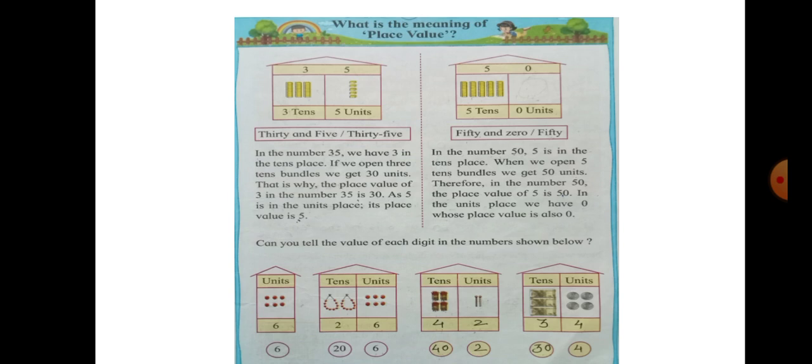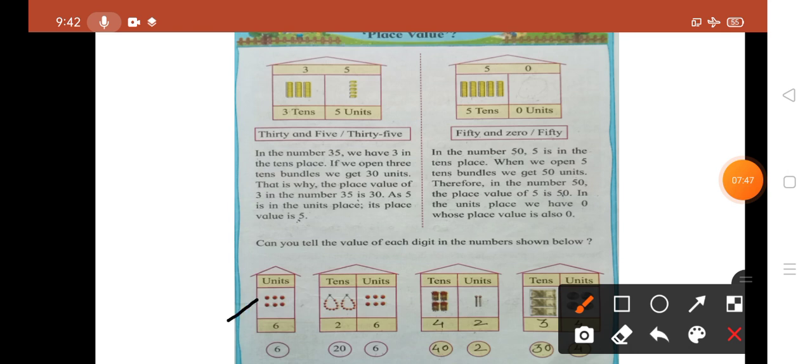Okay students, now see the next example. Can you tell the value of each digit in the number shown below? Now see here, there are 6 units in this box, so it is written as 6 here. Now see the second box. How many tens are there? There are 2 tens. So the place value of 2 is 20 and the place value of 6 is only 6 because it is in units place.